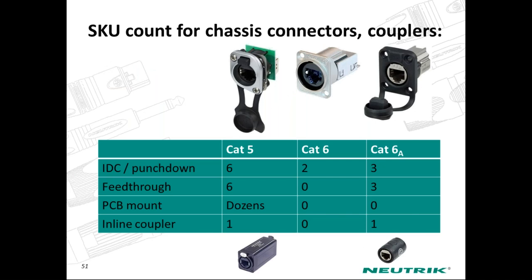So look at the Cat6 column. There's only two SKUs, right? In Cat5, we have dozens and dozens of different SKUs. And in Cat6A, we have a total of six different chassis connector parts.